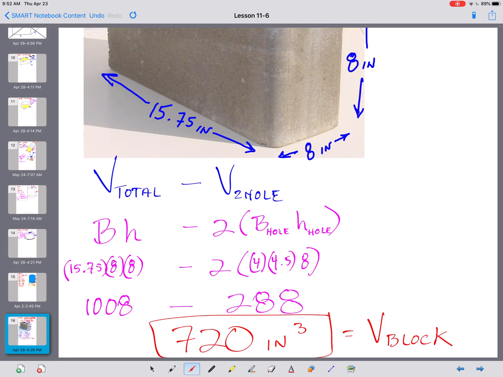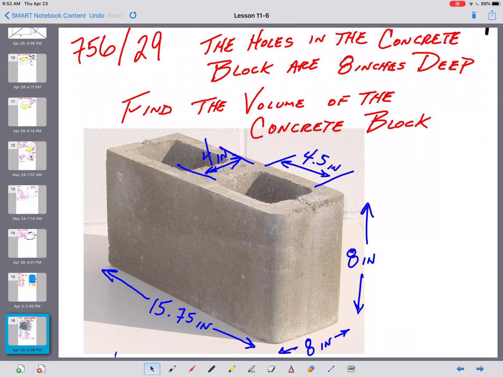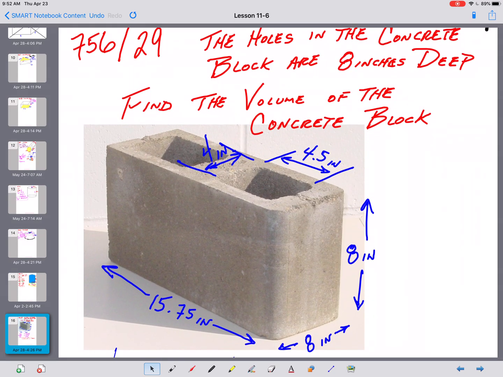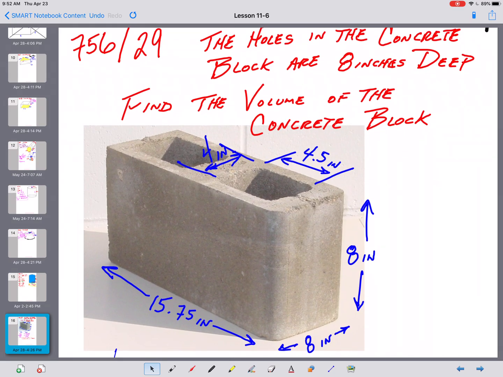Which one was that? Problem 29. Looking good.